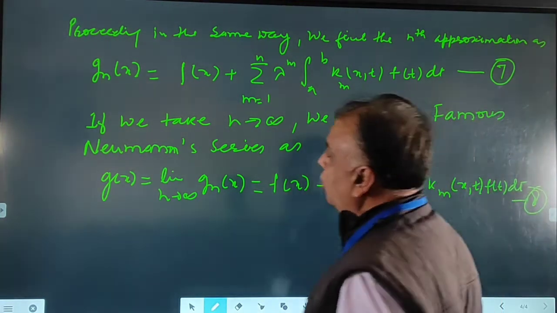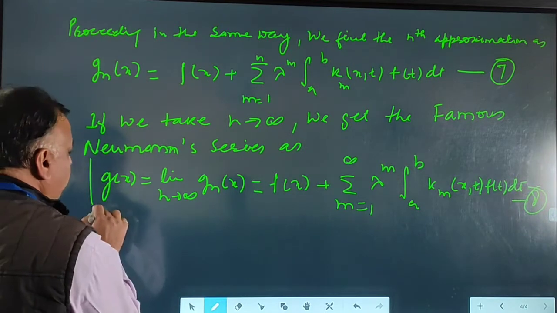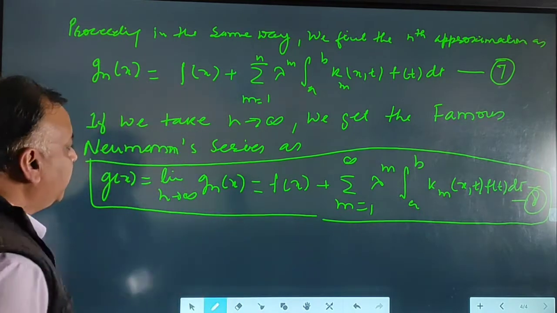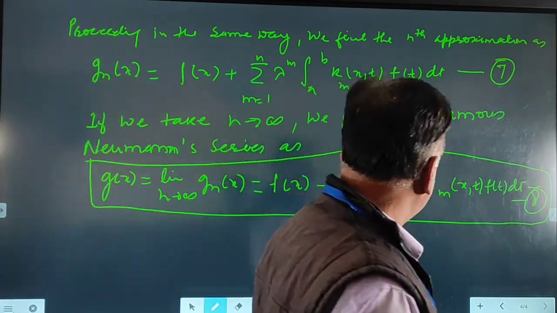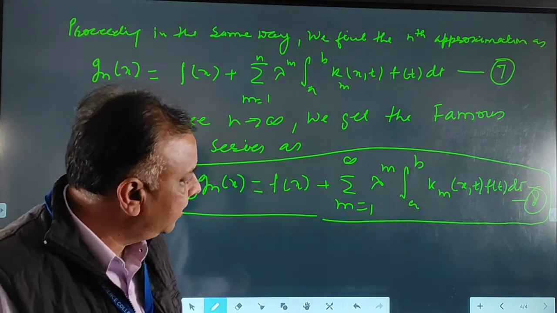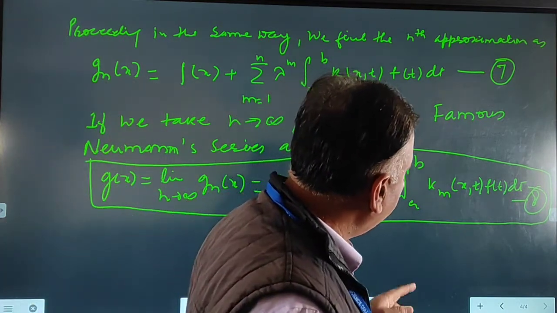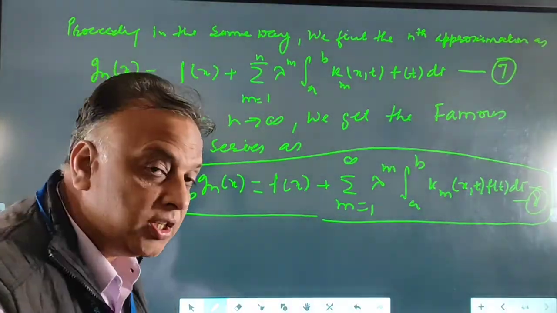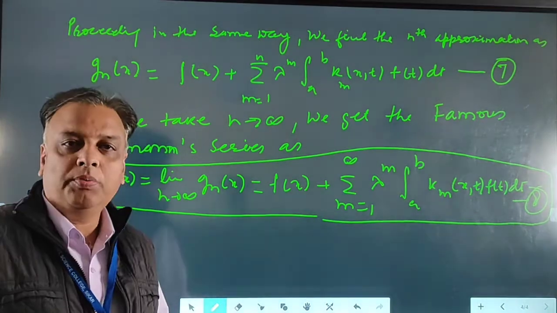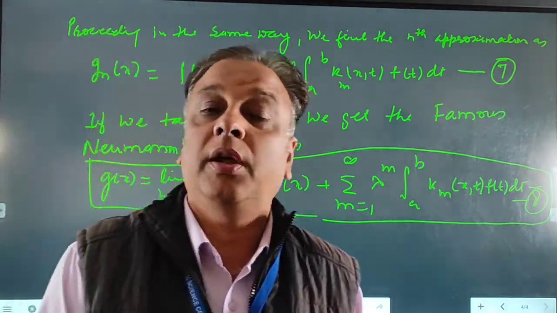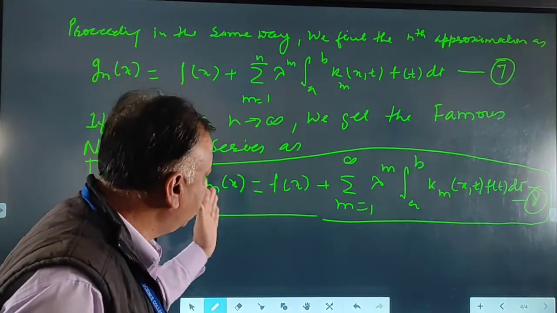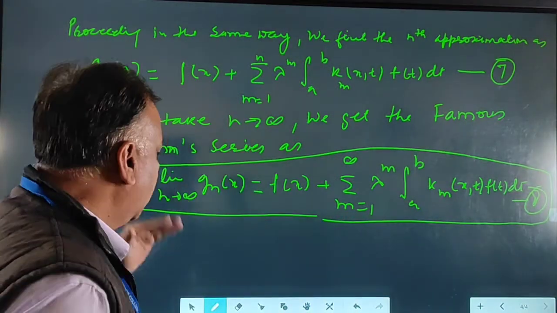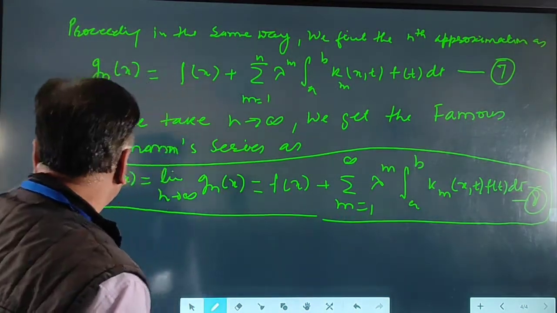So the Neumann series is gx is equal to limit n tends to infinity gnx is equal to fx plus summation m is equal to 1 to infinity lambda raised to m integral a to b km xt ft dt, which is the required Neumann's series. As we know that gx, which is the unknown function, is the solution of the given integral equation, so this is also the solution of the given integral equation. Now another method can be deduced from here.